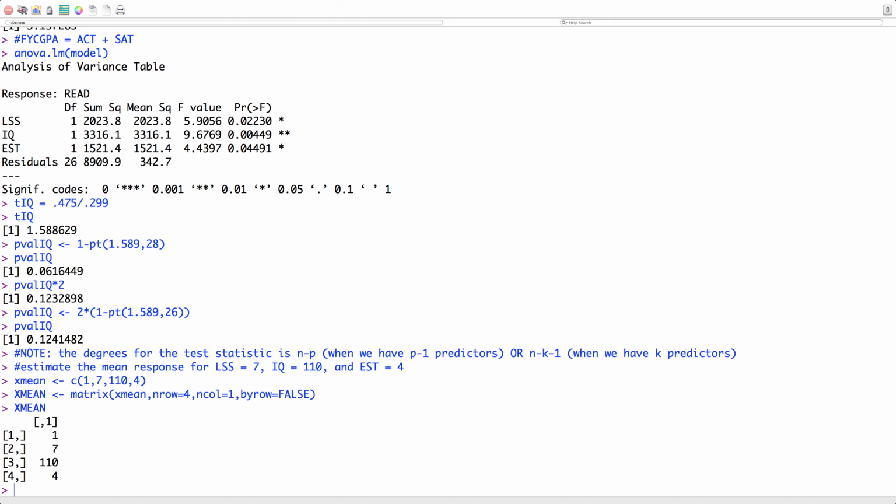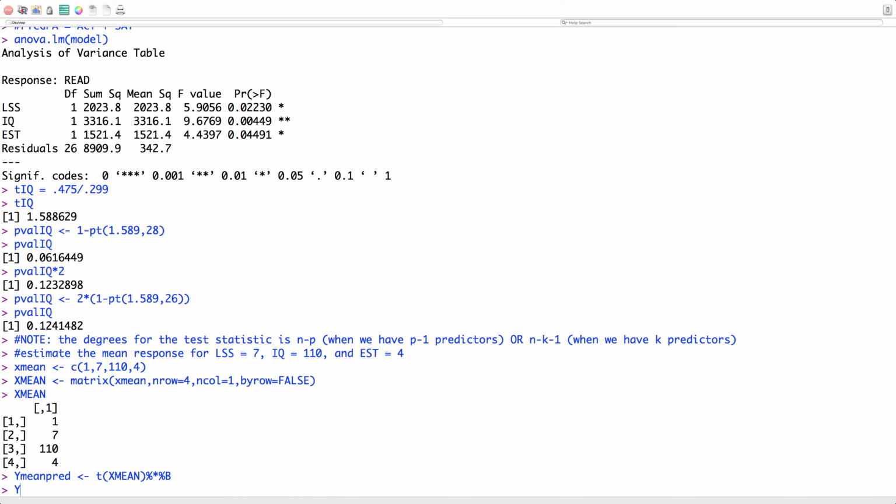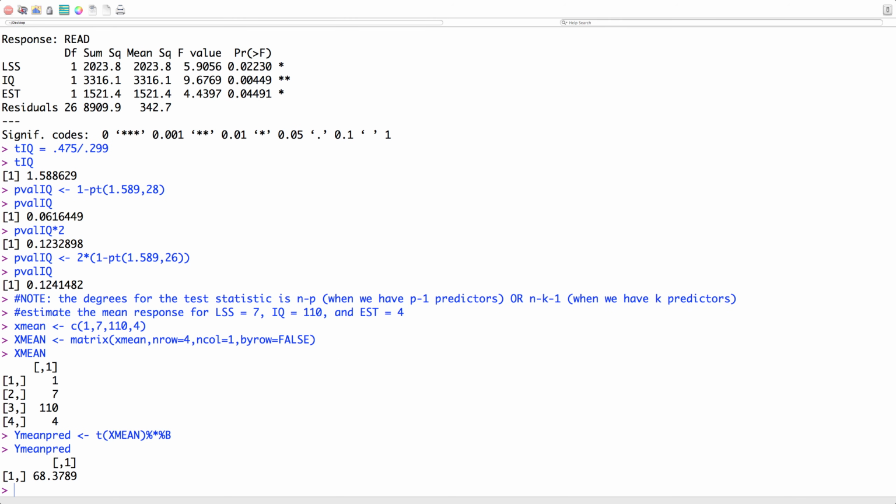So our y mean predicted is going to be the transpose of x mean times our beta. So y mean predicted is going to be 68.3789. Now, this is going to be the same thing if we had done it the other way, and that's just simply put 7, 110, and 4 in our model and come up with the predicted mean.